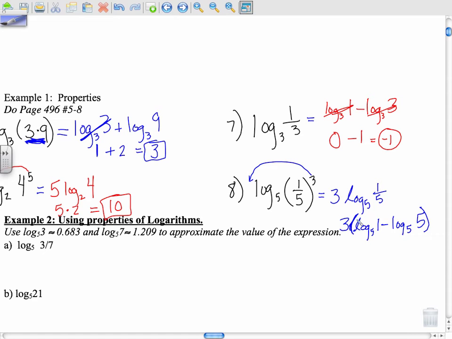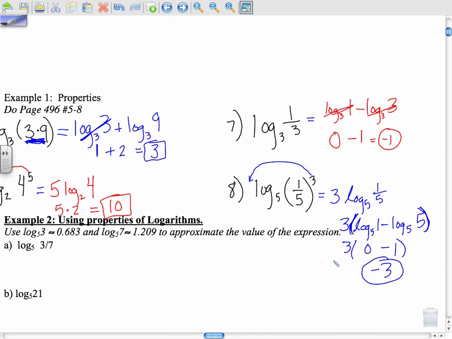The only weird part is if you split this twice, the second time around, you have to make sure that this goes in parentheses, because it's 3 times this whole thing. So I end up with 3 times log base 5 of 1, which we know is 0, minus log base 5 of 5, that's a 1. I get a negative 3.